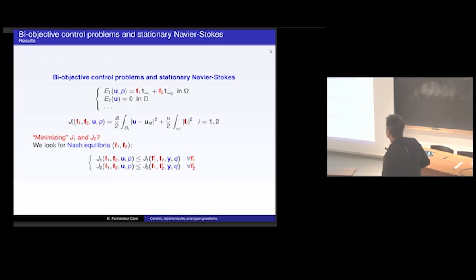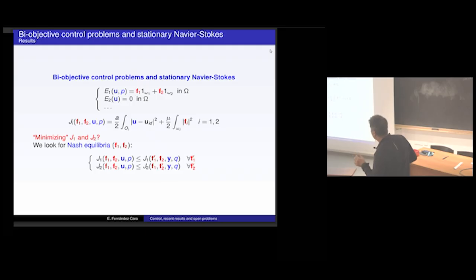How can we do this? Well, of course, it is impossible to get a couple F1 and F2 that minimizes both functions, because they can be incompatible. It can be two incompatible tasks. So we have to look for an equilibrium. An equilibrium can be of several kinds. One of them is what is called a Nash equilibrium.